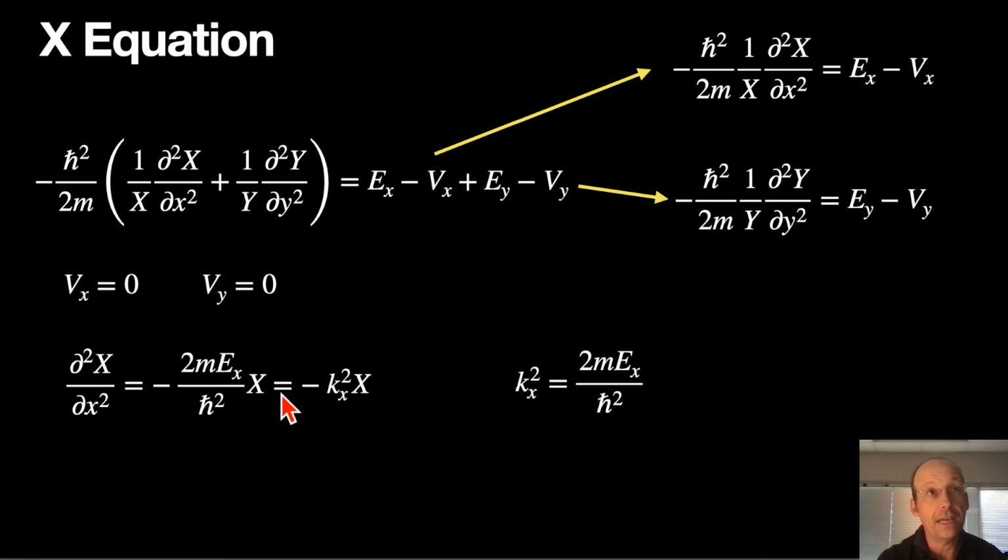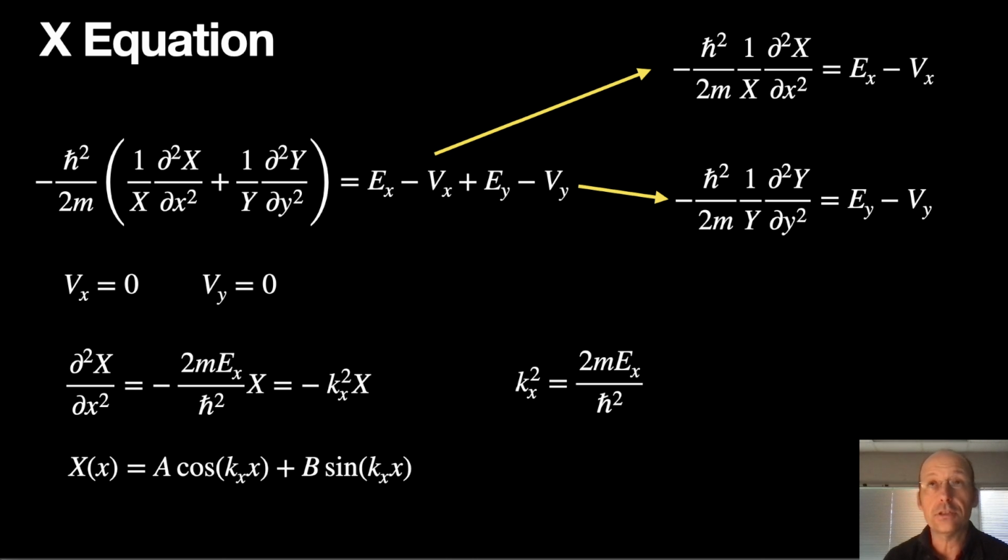Okay, so if that's the case, I know the solution to this differential equation because I can guess it. What functions, when you take the derivative twice, give you the same thing back? One of the answers is sines and cosines. When you take the derivative of cosine twice, you get the cosine back with a negative. When you take the derivative of sine, the same thing's true. Okay, so this is my solution.